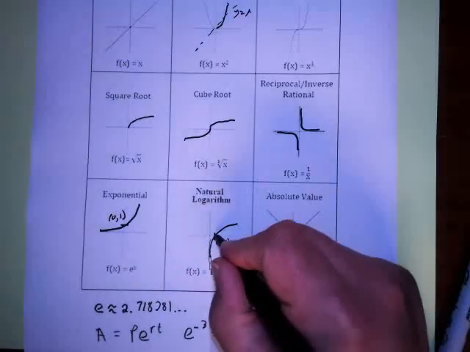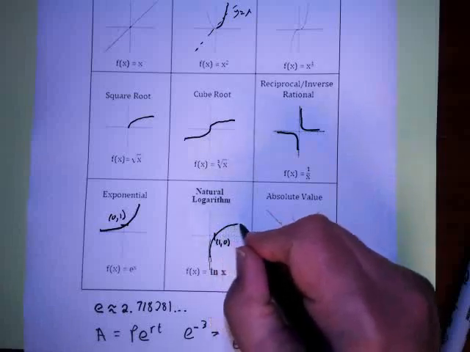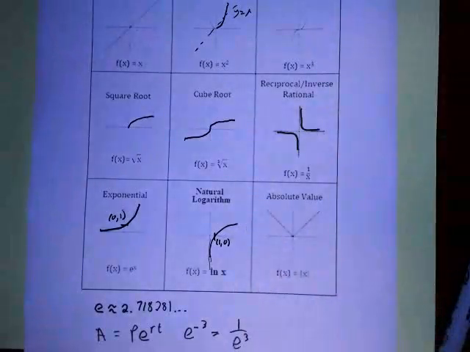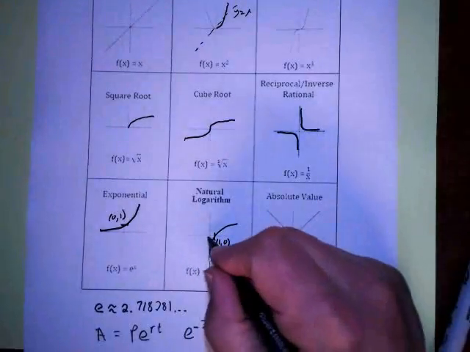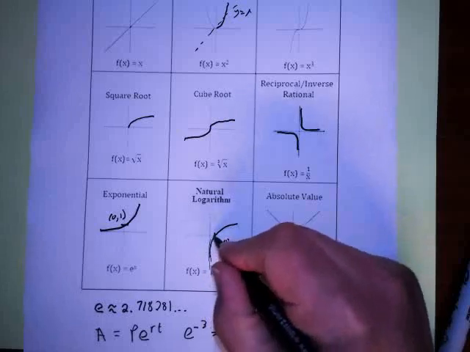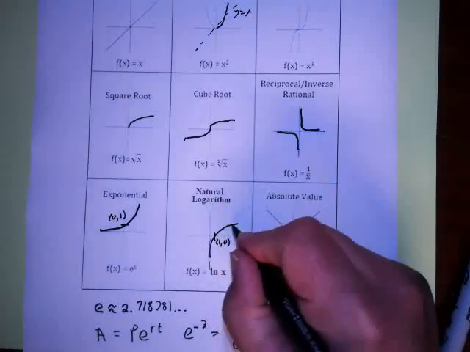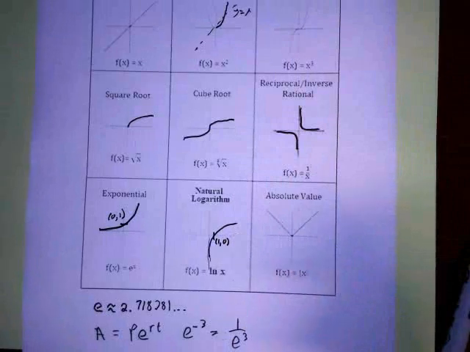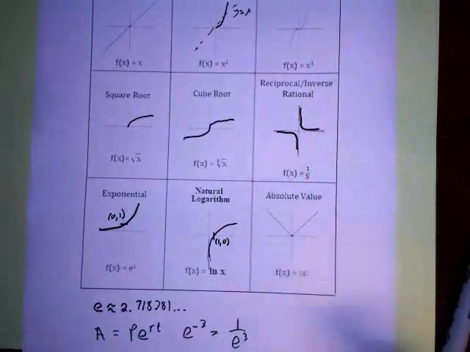And then as you get bigger than 1, you rise up, but it takes place very, very slowly. So between 0 and 1, you're going off to negative infinity. Greater than 1, you're rising up, but you're doing it very, very slowly. And that's the natural logarithm.